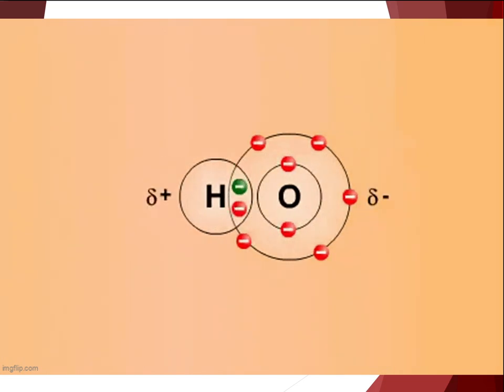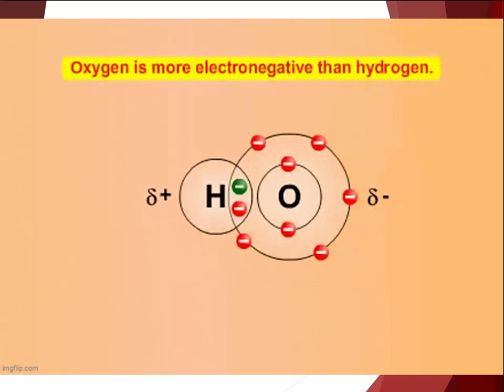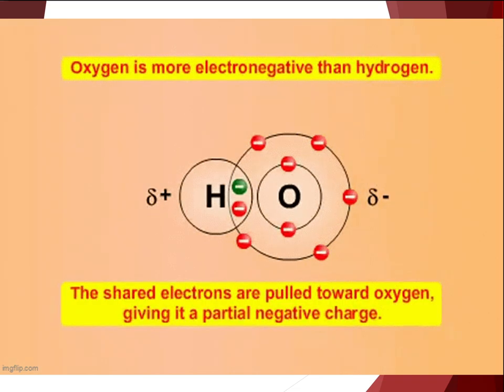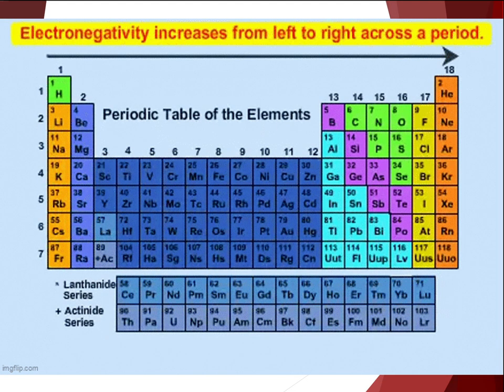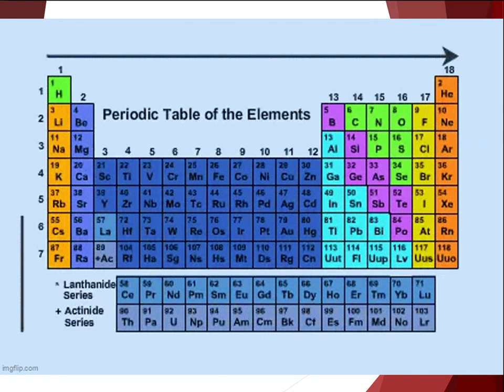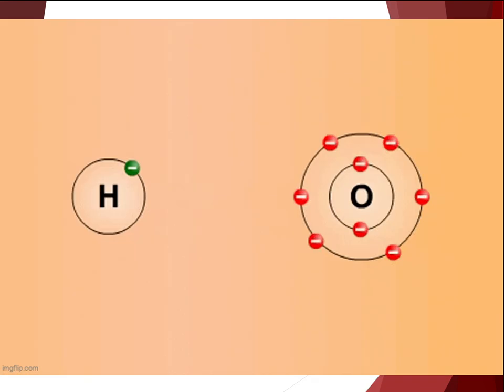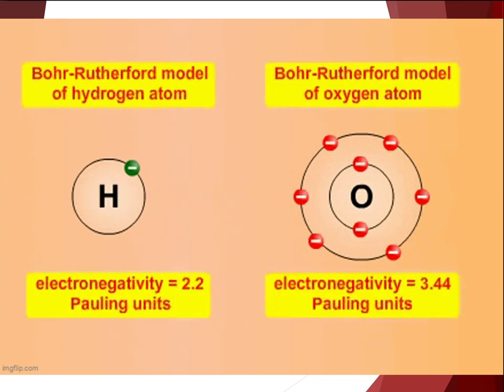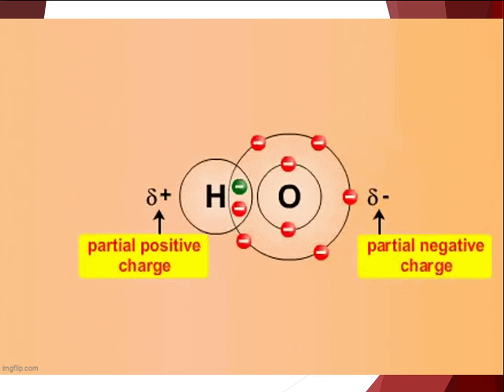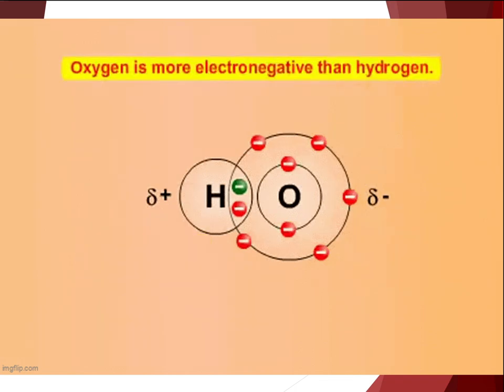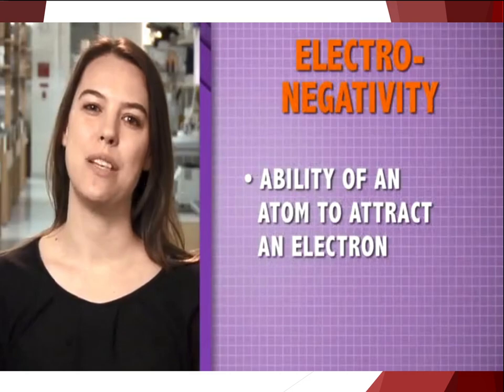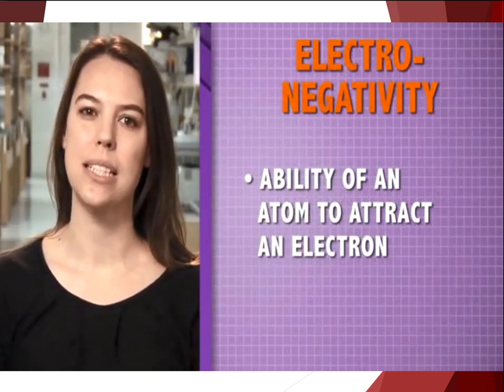When two atoms form a chemical bond, the difference in their electronegativities can be used to classify the type of bond that forms. Electronegativity measures the ability of an atom to attract electrons.